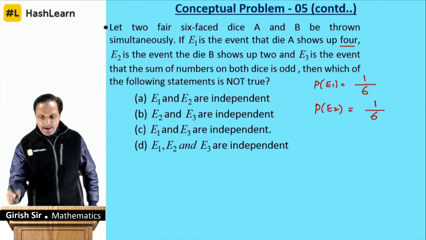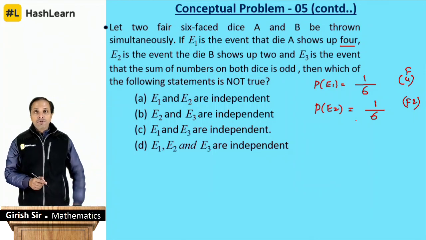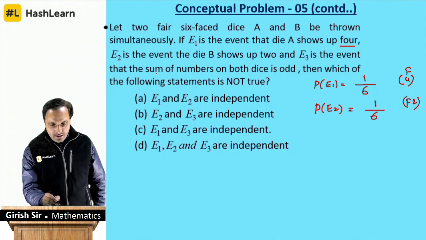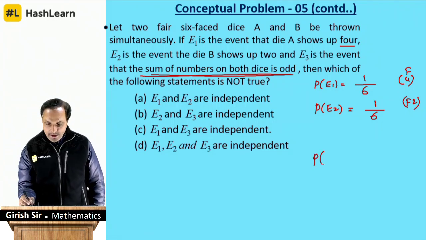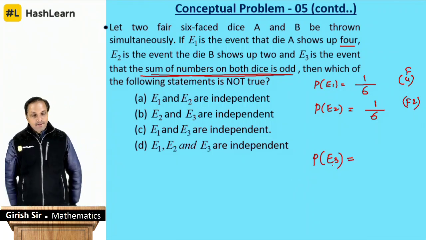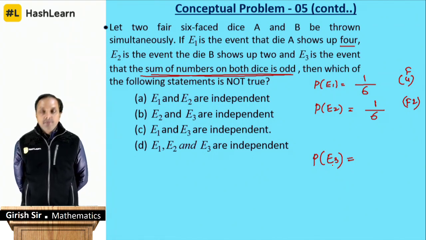E3 is the event, make a note. I will write it as the face is 4, and the face is showing 2. I am writing F4 and F2. You will have only one case. And E3 is the event that the sum of the numbers on the both dice is odd. So what you need to do here is consider the cases.